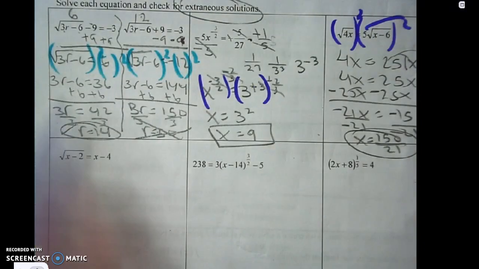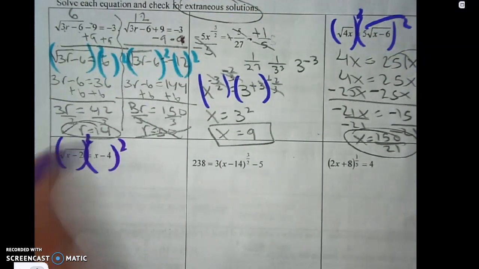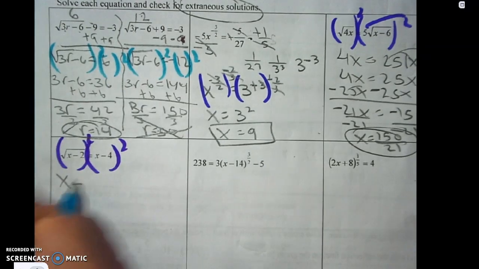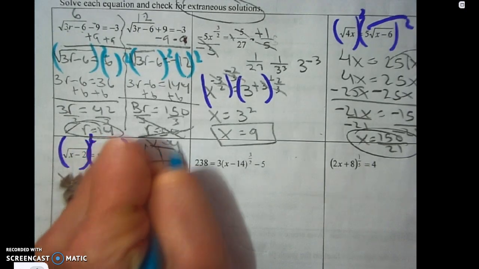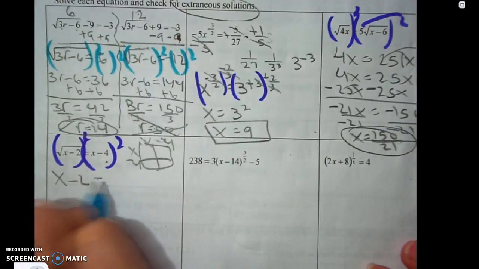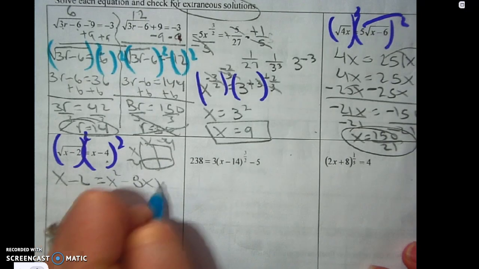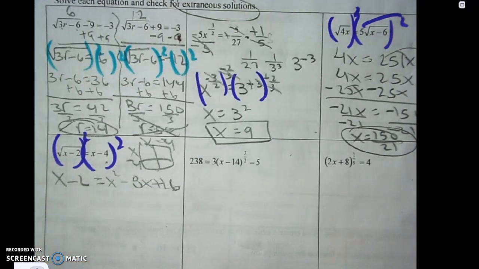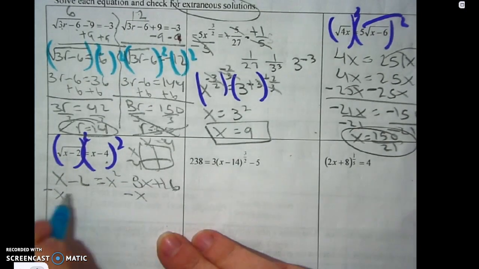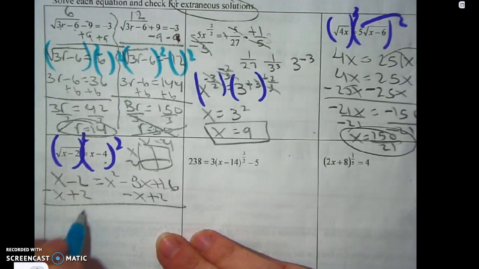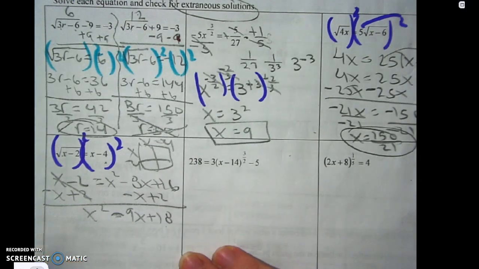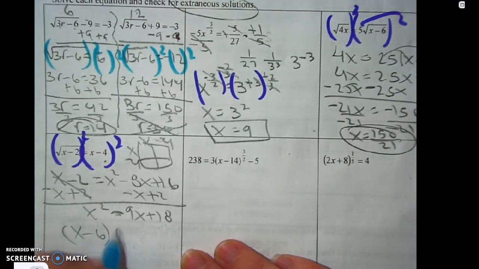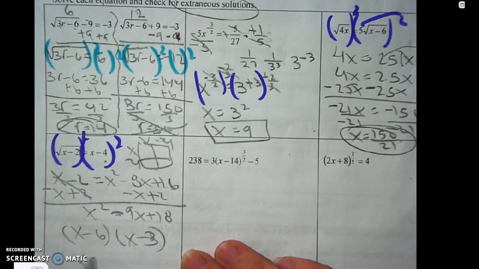Square both sides. Square, square. That's gone. This one I box out. X minus 4, x minus 4. I don't want to box it. You guys can box that. X squared minus 8x plus 16. Set it equal to 0 minus x plus 2. X squared minus 9x plus 18. X minus 6. X minus 3. X equals 6. X equals 3.